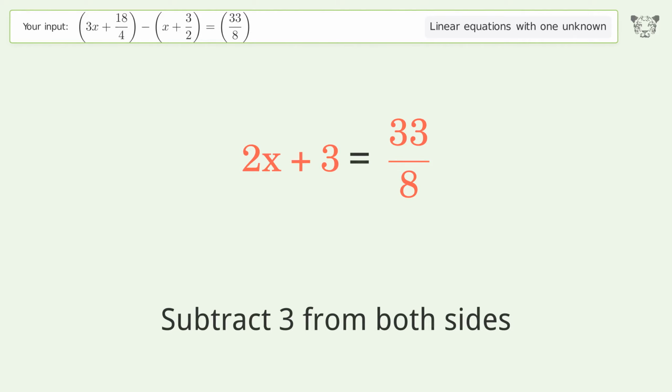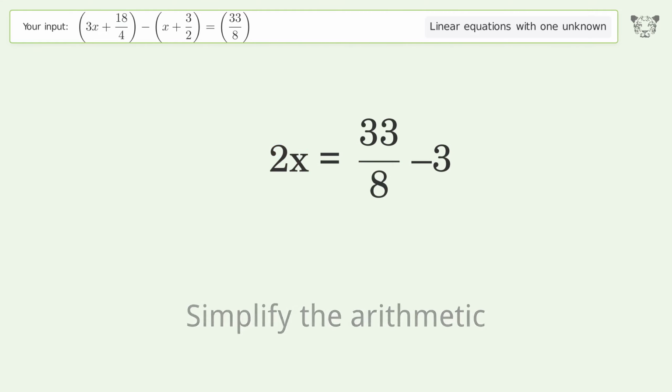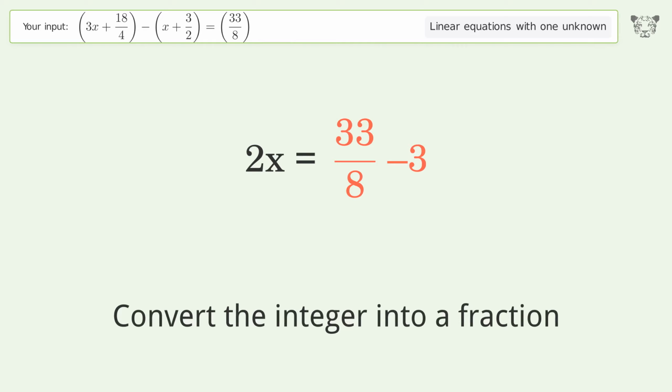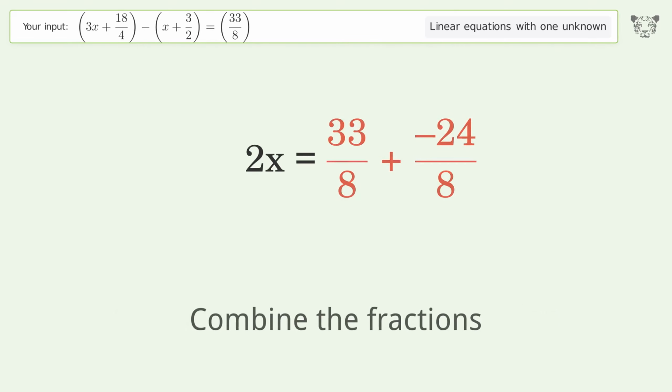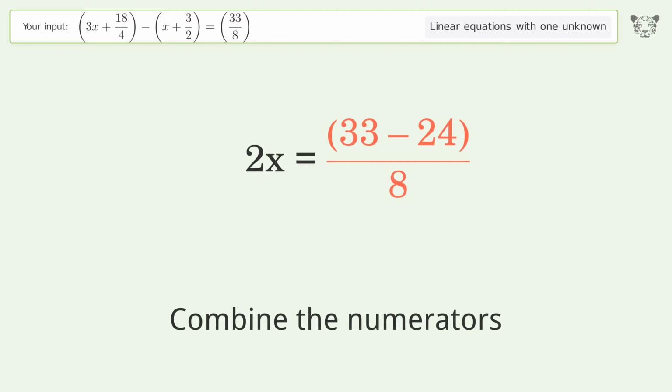Subtract 3 from both sides. Simplify the arithmetic. Convert the integer into a fraction. Combine the fractions. Combine the numerators.